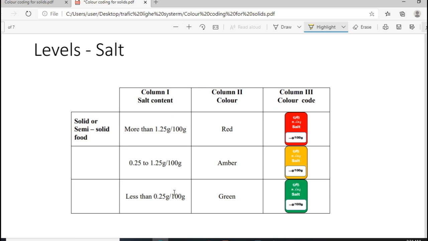We can move on to salt. Here also, if 100 grams of your product includes 0.25 grams of salt or less, we can display it in green color. If it includes 0.25 to 1.25 grams within 100 grams of product, we display it in amber color. Finally, if the product includes more than 1.25 grams of salt within 100 grams of the product, we should display it in red color.